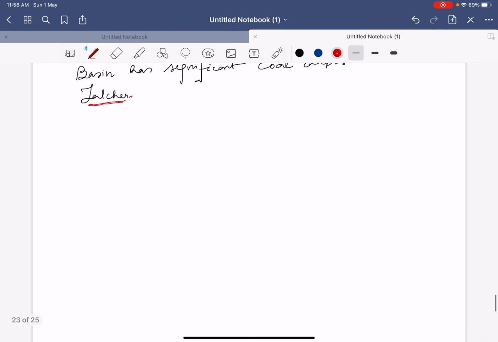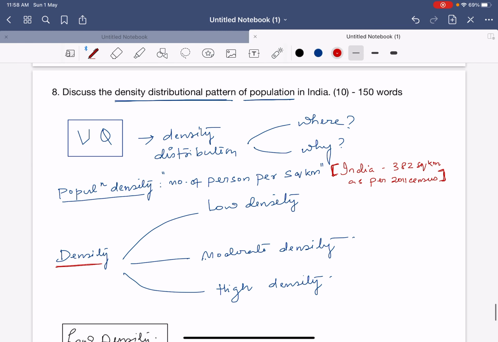Next, discuss the density distribution of population of India. See, this question can be a long question, but since it's given as a 10 marker question, you need to be very careful how to write it. So for density distribution, I have divided it into two groups: one is where is the density and why is there such a density. Now, if you are writing why there is such and such density, this will be very helpful for you to fetch the marks.